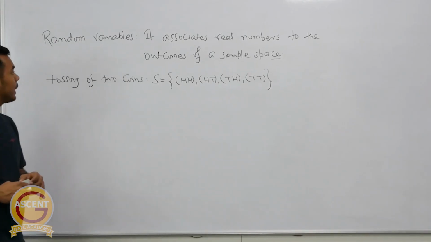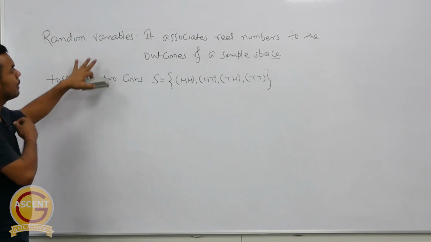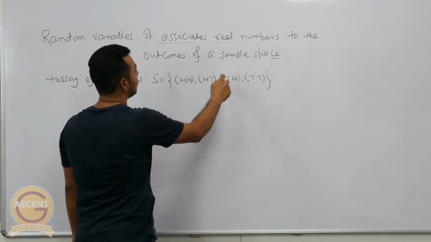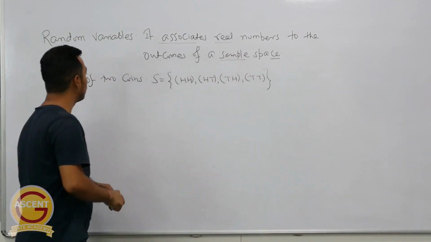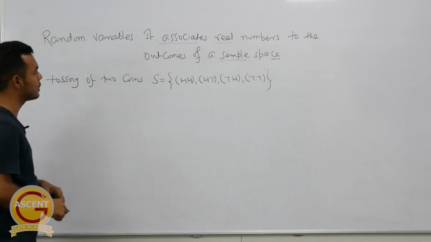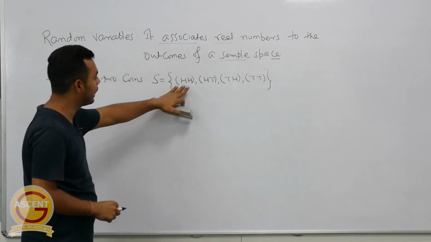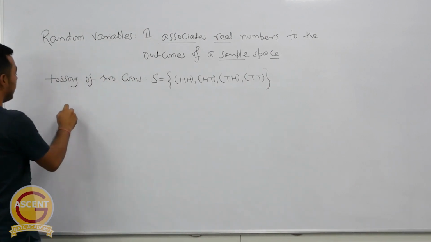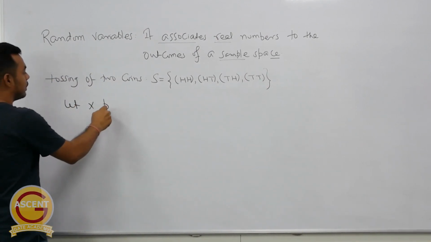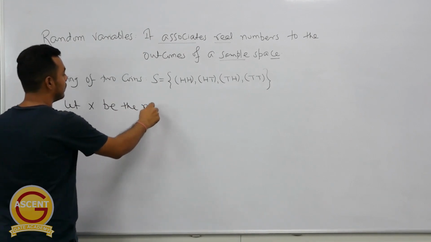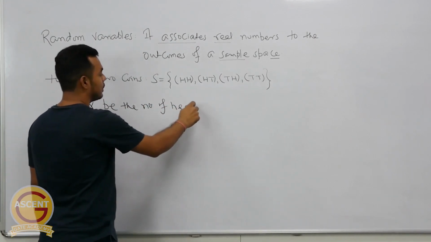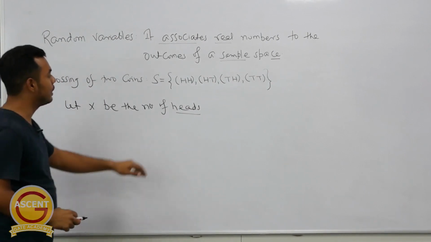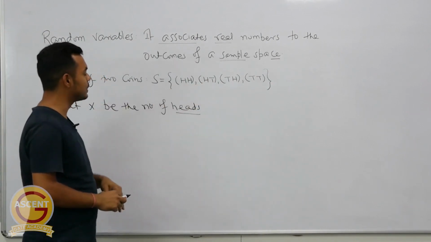Okay, so our next topic is random variable. The purpose of a random variable is that it associates a real number to each outcome of the sample space. For example, if we are tossing two coins, our sample space will be head head, head tail, tail head and tail tail. Now suppose x is the number of heads. If x is representing the number of heads, then with each outcome you can associate some real number.